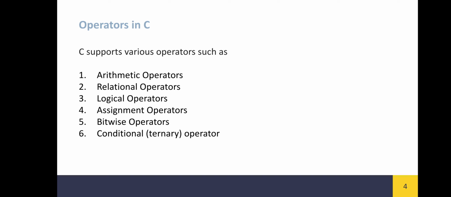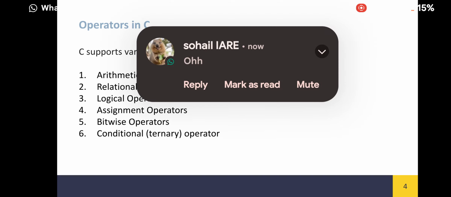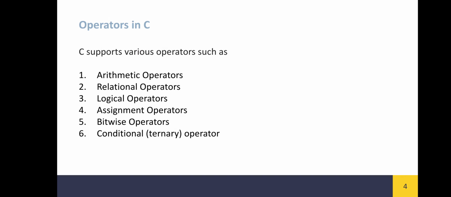Then we have logical operators, that is logical AND, which returns true if both operands are true. Then we have logical OR, which returns true if at least one of the operands is true. Then we have logical NOT, which negates the truth value of the operand.